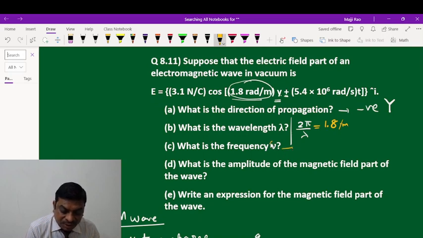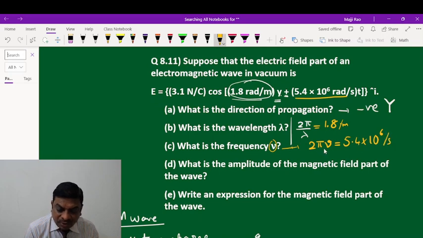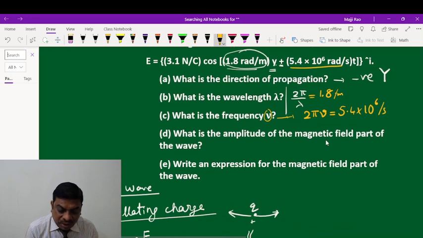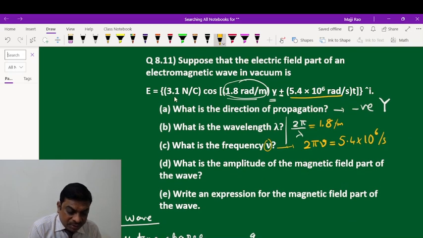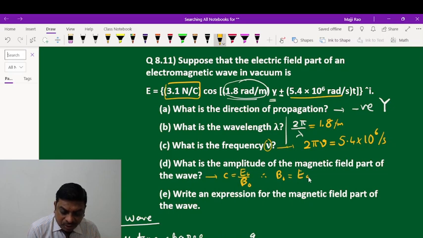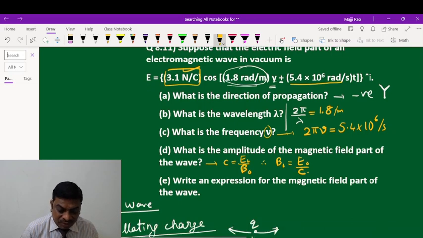Then similarly frequency. Frequency can be obtained from the coefficient of t. Coefficient of t is omega and omega is always equal to 2 pi. So 2 pi into frequency is equal to this, that is 5.4 into 10 to the power 6 per second. So from here you can find frequency, students. Similarly, what is the amplitude of the magnetic field part? Since we know the amplitude of the electric field part, we can use the formula C is equal to E naught by B naught. Therefore, B naught can be obtained from E naught by C. E naught is this, C is 3 into 10 power 8 meters per second. So accordingly we can find that.